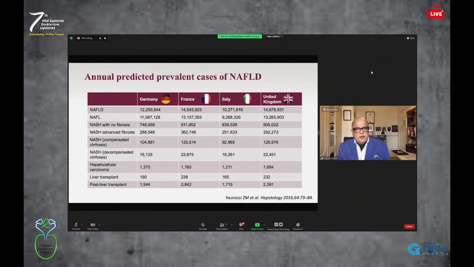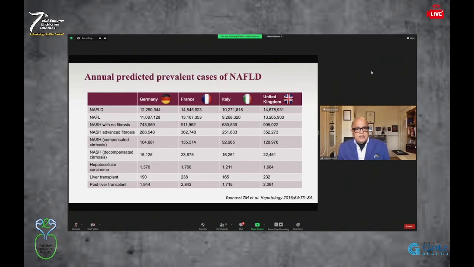So if you look at the NAFLD in the UK, you have got about 14 million cases. If you look at non-alcoholic fatty liver, you've got 13 million cases. NASH with no fibrosis, you've got about 1 million. And NASH with advanced fibrosis is about 350,000. And cirrhosis still about 128,000, with decompensated is about 22,000. About 1,600 of them actually develop hepatocellular carcinoma. And currently we're doing around 232 liver transplants in the UK.